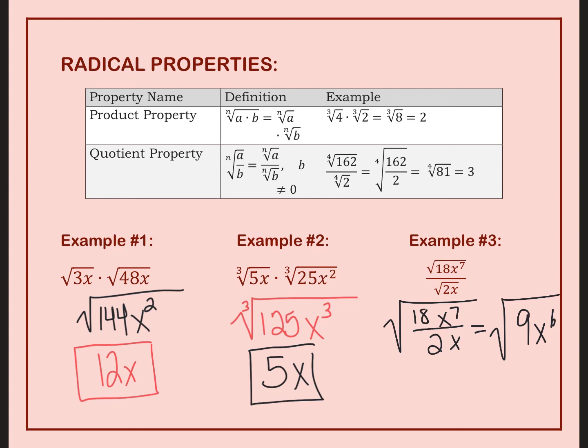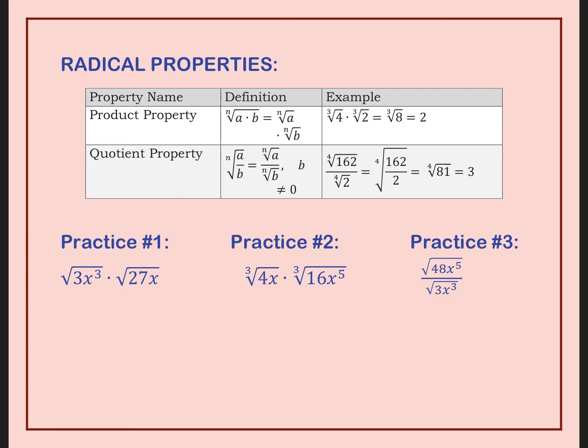Now I can take the square root. Square root of 9 is 3. And the square root of x to the 6th, so 6 divided by 2, remember it's square root. 6 divided by 2 gives me x to the 3rd power. Okay? And last but not least, go ahead and pause this video and try these 3 practice questions on your own.